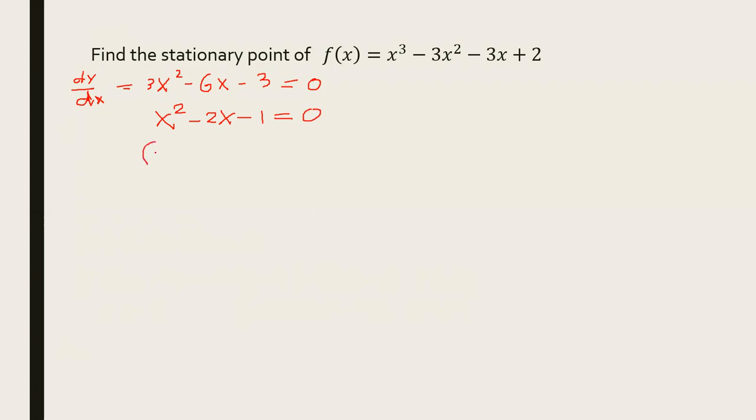Through factorization, we're going to find (x minus 1) squared equals 0. It means x equals positive 1. If x equals positive 1, we're going to find y, or the ordinates. How to find the ordinates?